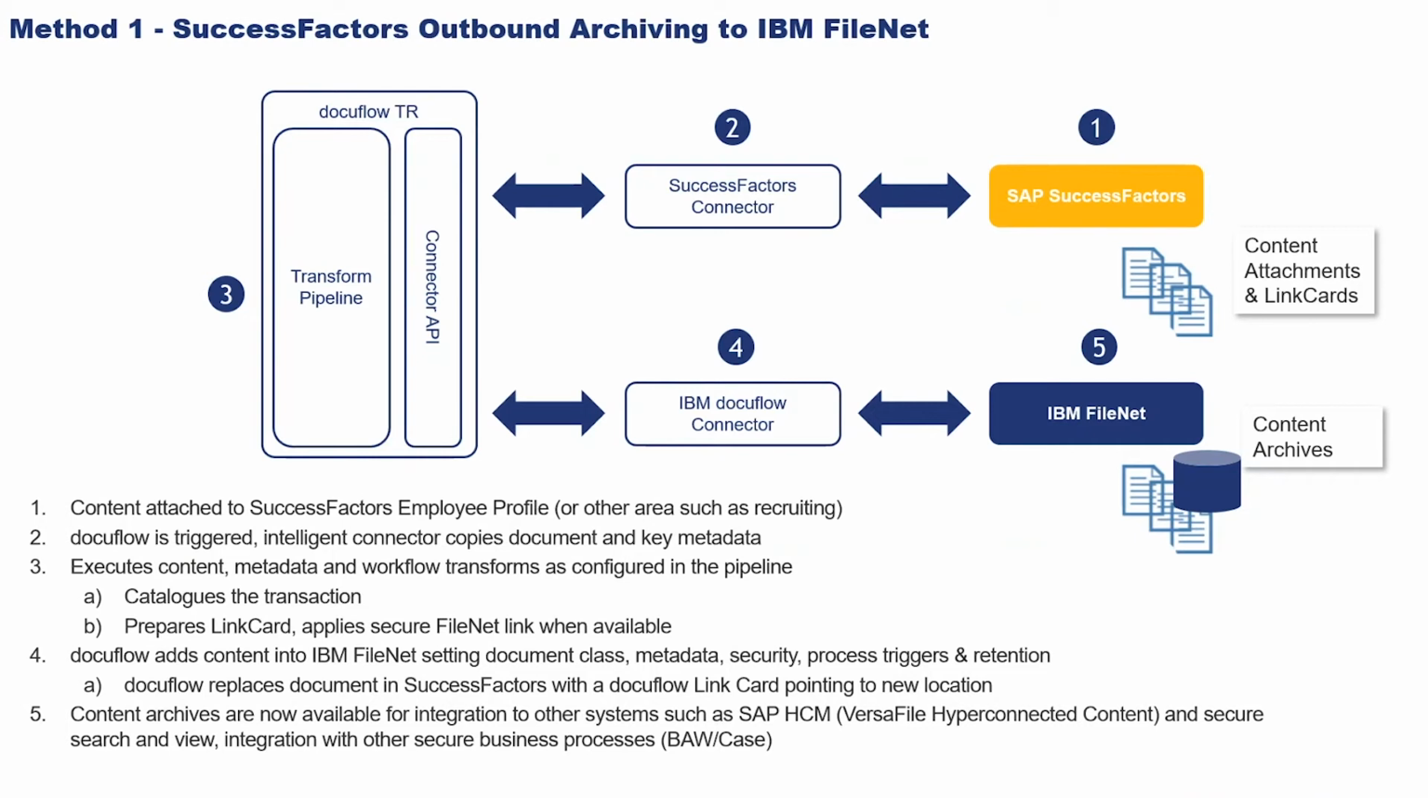We'll grab all these documents, we'll go into FileNet, we'll create a new folder along with metadata, and we'll archive those documents into the FileNet repository. From there, we'll circle back and we'll replace those documents in SuccessFactors with what we call link cards, and make those available for search and viewing from within SuccessFactors.